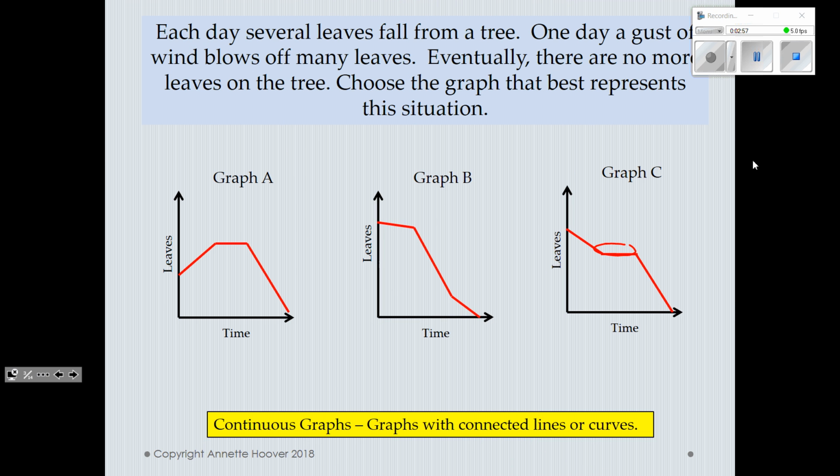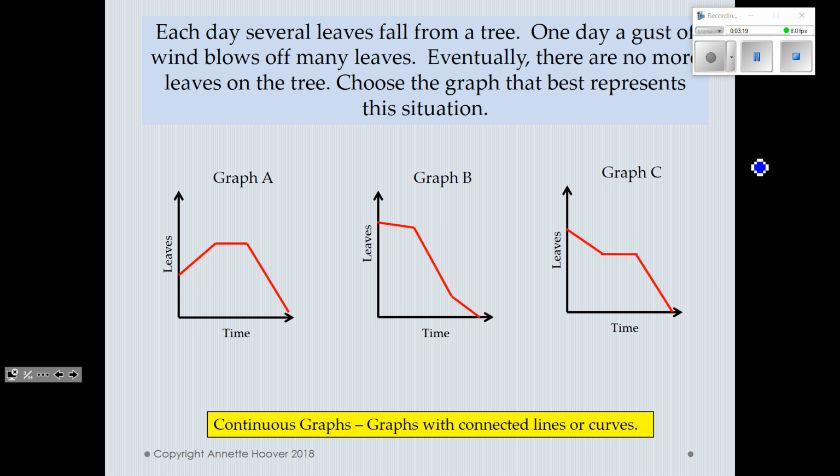In our next one, we have to again look at the graphs to see what the x-axis represents. Time again. Our y-axis is the number of leaves on a tree. So we have to think about how many leaves would be on the tree to begin with, and then what happened with all of those leaves. So let's read the scenario.